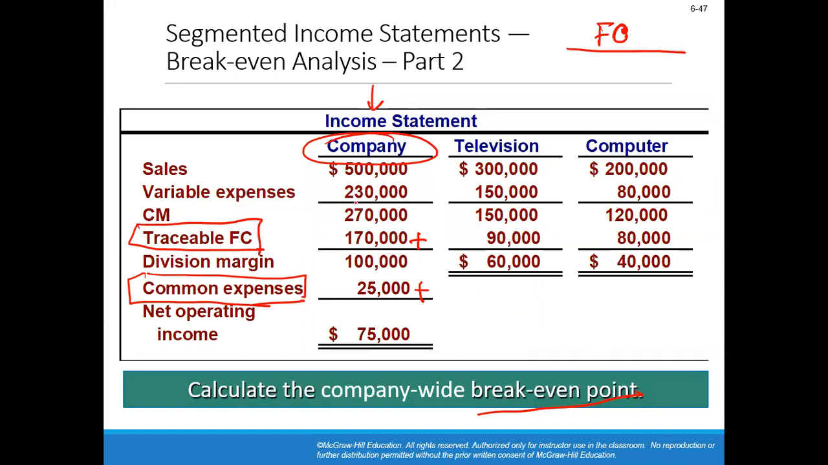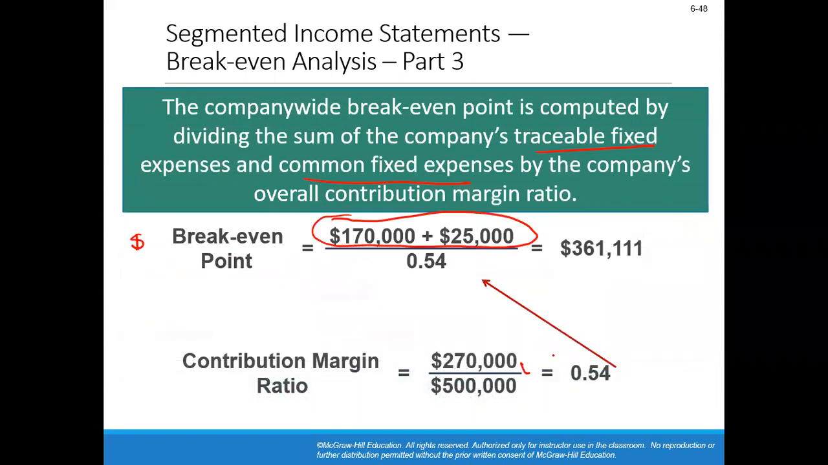How can we calculate it? If we have the contribution margin here, 270,000, and the sales number here, if we divide the contribution margin by the sales, we get the contribution margin ratio. You see, the answer is 0.54. So if we divide the total fixed expenses of the company by 0.54, the contribution margin ratio, you'll see the break-even sales of the company is 361,111. Okay, so it is the break-even sales volume for Weber Incorporation.